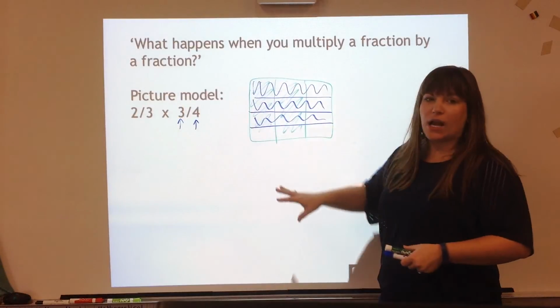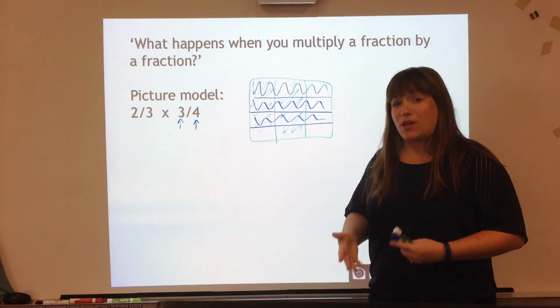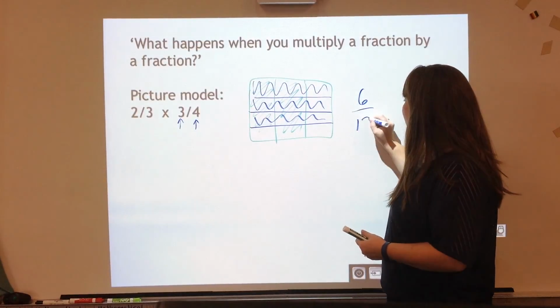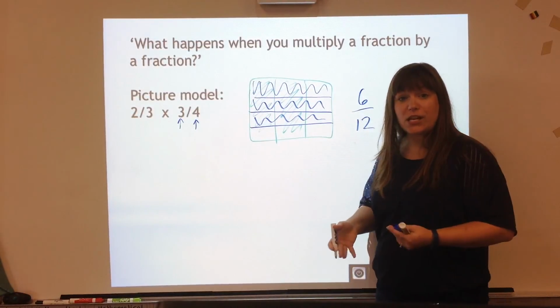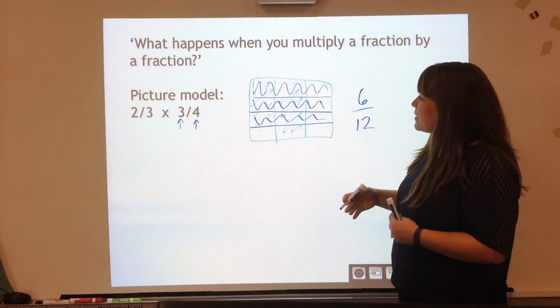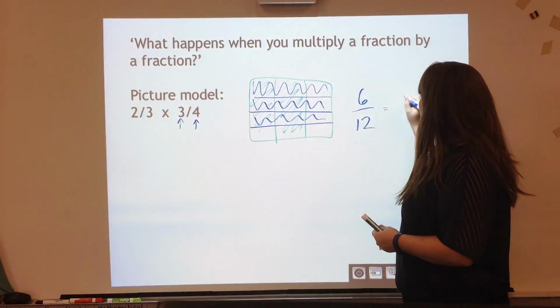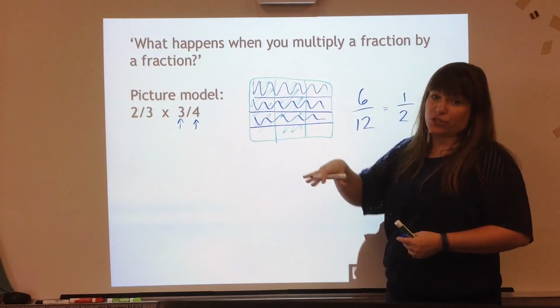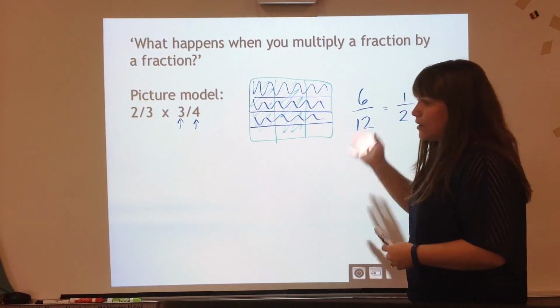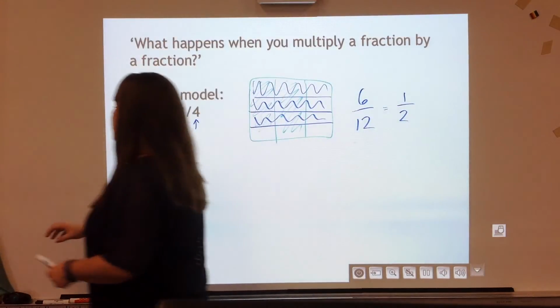So that's what's going on when we are multiplying fractions. And my answer will be 6 out of the 12 pieces shaded in, which then we could rearrange and think about as half of this shape as well if we wanted to simplify it down. So that's a picture model. Now we're going to go to our notes.